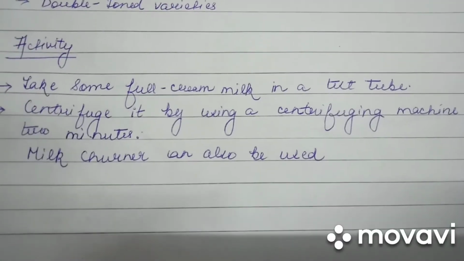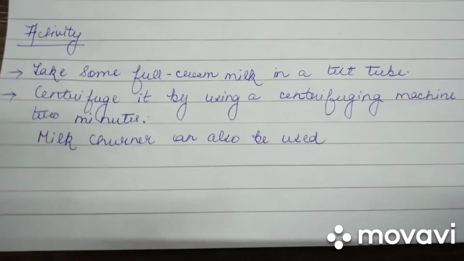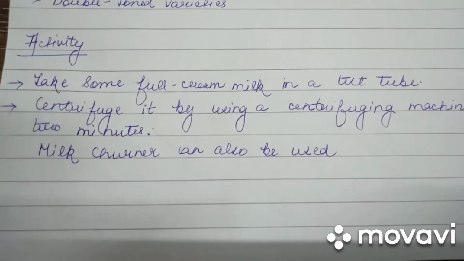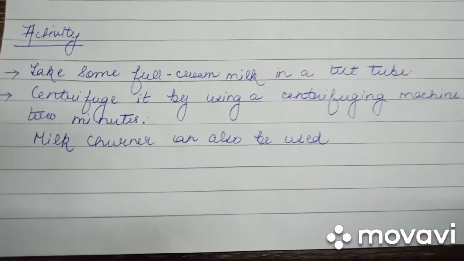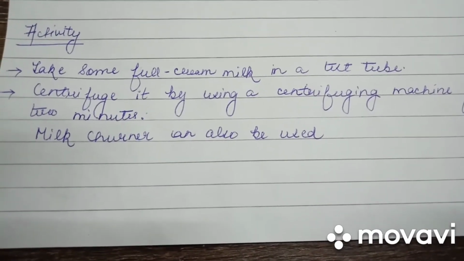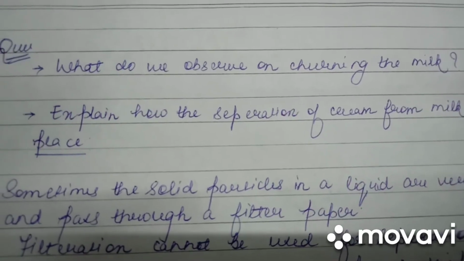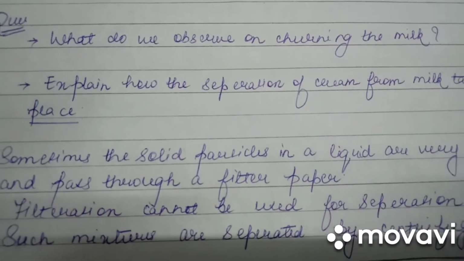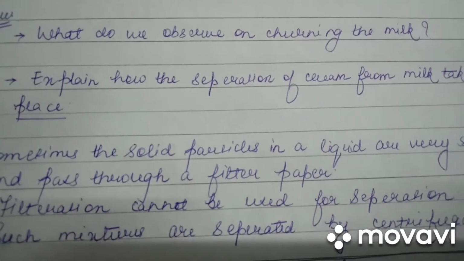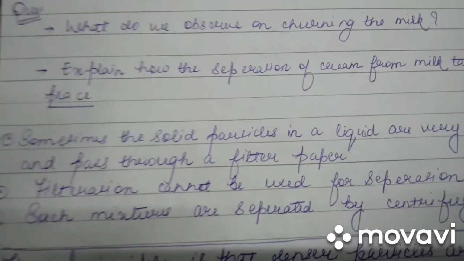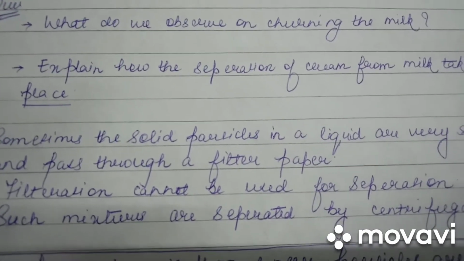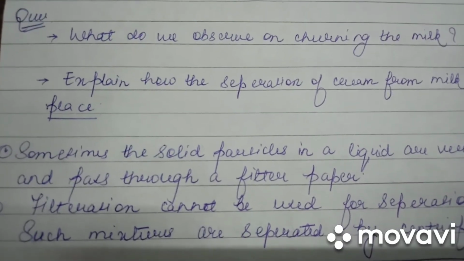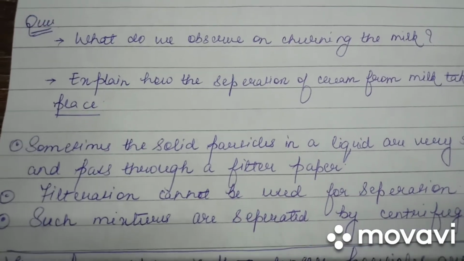This activity is often observed in our households. When we want to separate cream out of milk, milk churners are mostly used. The process behind it is centrifugation. What do we observe on churning the milk? And how does the separation of cream from milk take place? Well, as we discussed, the process is known as centrifugation. Let us now discuss it further.